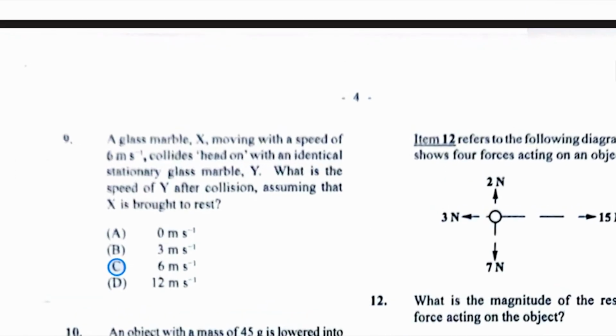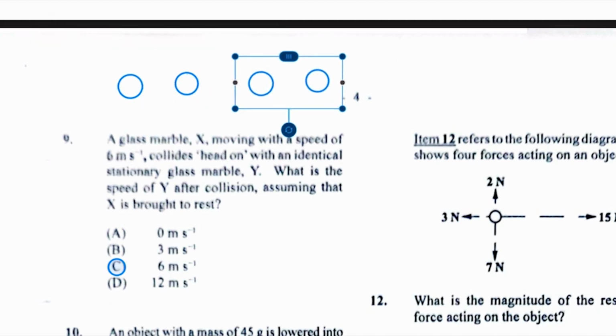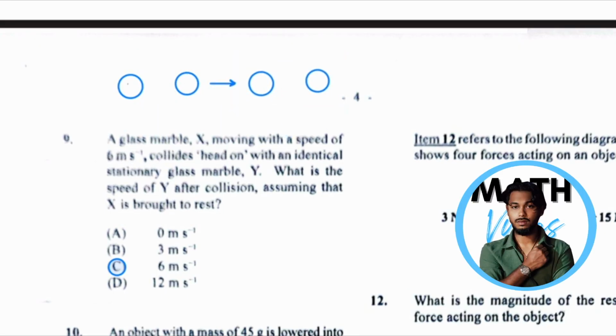So remember, momentum before is equal to momentum after. So I'm going to draw two marbles, right? So this is the before situation, and I'm going to do the after situation here one time. So we're going to call this marble X. We're going to call this marble Y. Marble X is initially moving at a velocity of 6 meters per second in that direction, I'm going to assume, right? This one is stationary, so that's 0 meters per second. And since they're identical, they're going to have the same mass. I could call it M, right? And this would be marble X, this would be marble Y.